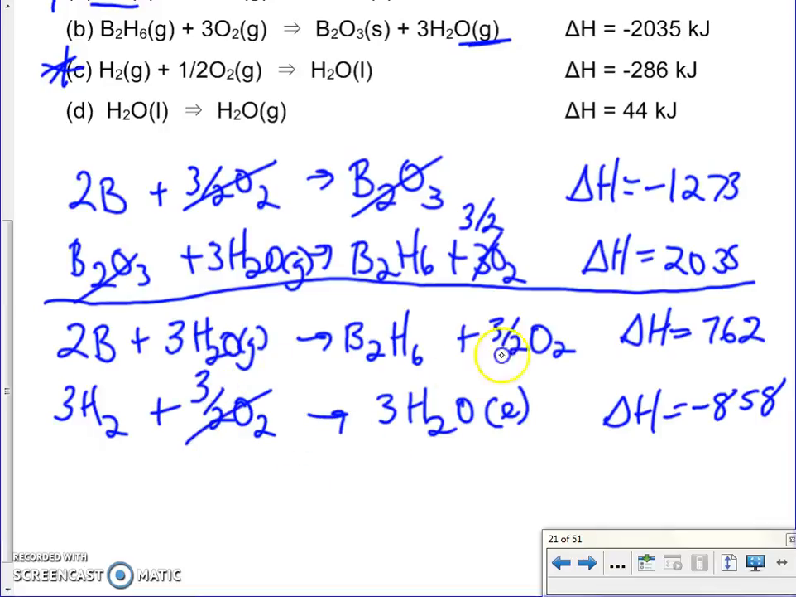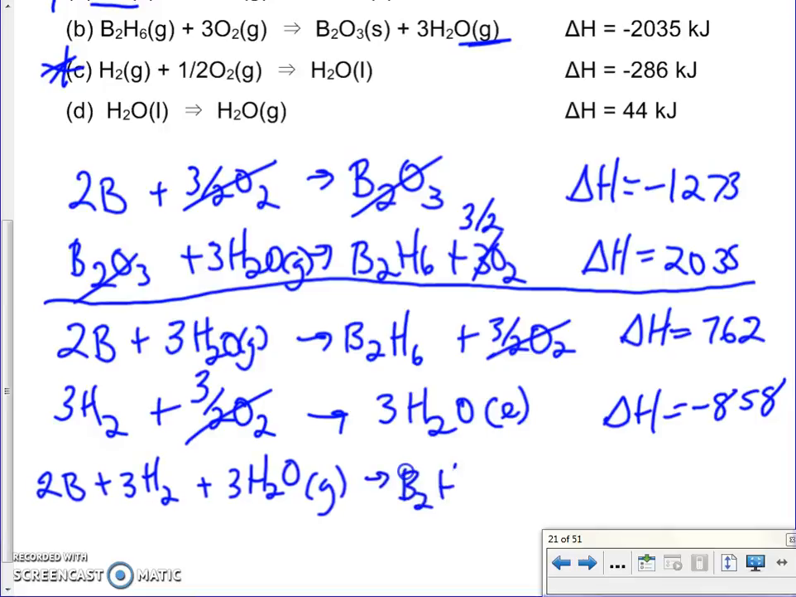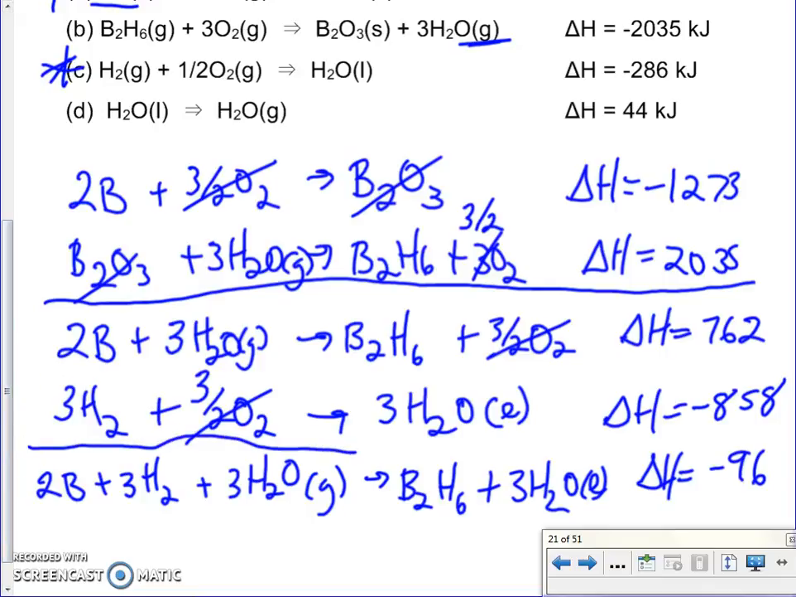Okay, so now we're going to go through, cancel out, and add up our new delta H. So we have 3 half oxygens on both sides. It will go away. I cannot cancel out my waters because they are different states of matter, so that does play a role here. So now I'm going to rewrite it as 2 borons plus 3 hydrogens plus 3 H2O gas going into B2H6 plus 3 H2O liquids. Okay, and then calculate our delta H again. That's going to give us a negative 96. And again, I'm just going to draw a line right here because we've done these 2, added them up and got this guy, added our next guy and got that guy.